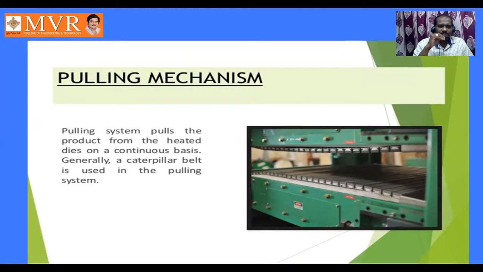So the pulley system pulls the product from the heated dies on a continuous basis. Generally, a caterpillar belt is used in the pulling system. So if you observe this, this is a caterpillar type of belt which is going to be pulling the system.